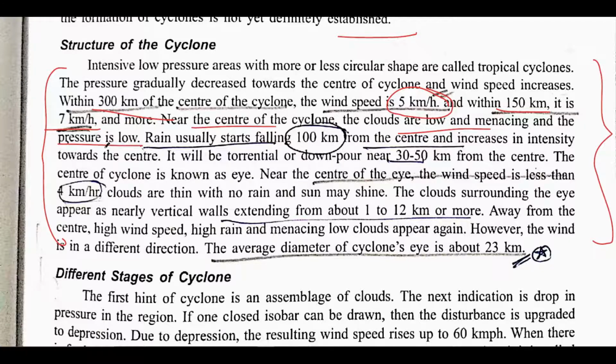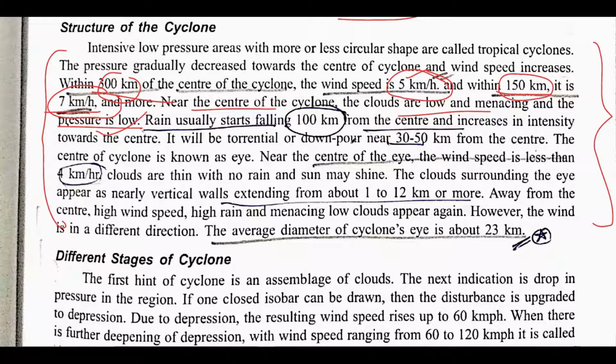See, remember that at the center of the cloud the wind speed is lower compared to that in the periphery. Like if you see, within 300 kilometers it is 5, and within 150 it is 7 kilometers. It comes to mind that at the center it would be much higher, but it is not so, it would be less than 7. Now the important part again is that torrential downpour occurs near 30 to 50 kilometers from the center.